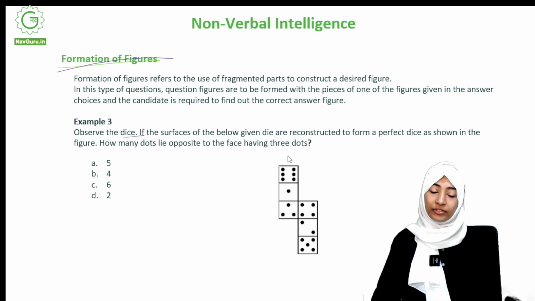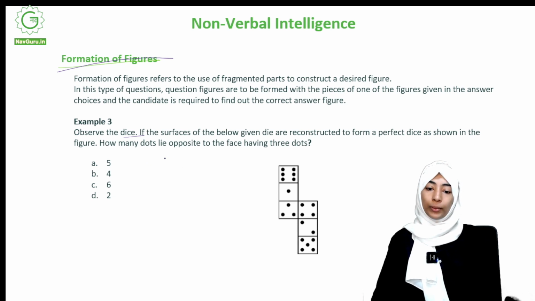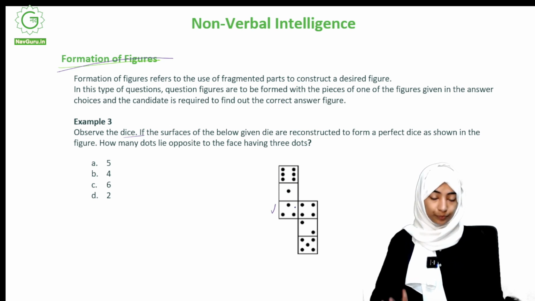Observe the dice. If the surfaces of the below given die are reconstructed to form a perfect dice as shown in the figure, how many dots lie opposite to the face having 3 dots? So I have a face here having 3 dots. I need to see how many dots will lie opposite to this face.